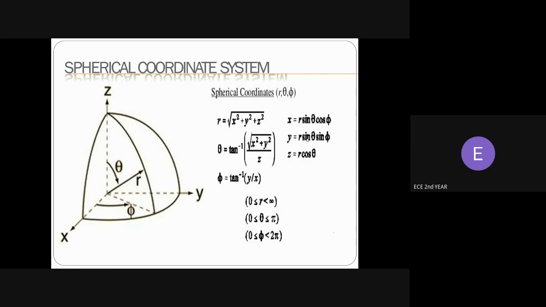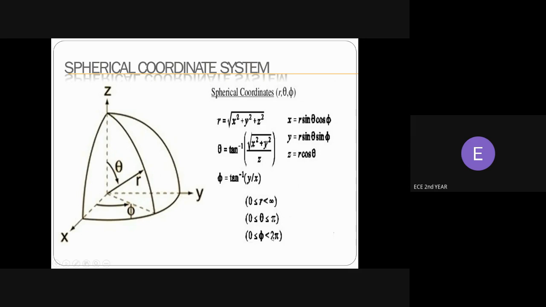Last, the final coordinate system is the spherical coordinate system. Here the coordinates are r, theta and phi. Here a sphere is taken, and out of the three coordinates, two values are angles: theta and phi, and the other is r. So theta and phi will take the angle values. We will see the limits here. For r you will have from 0 to infinity, for theta it is from 0 to pi, and for phi it is 0 to 2 pi.